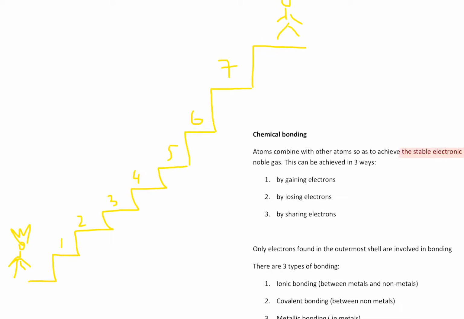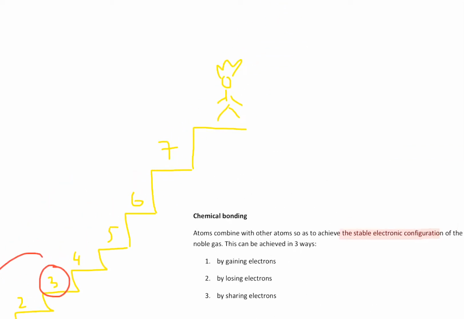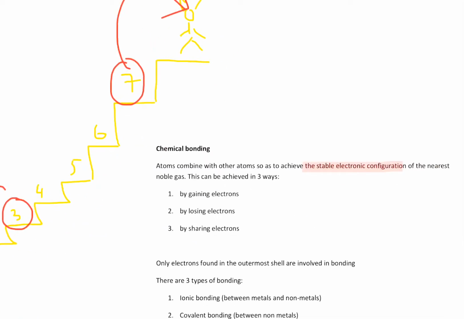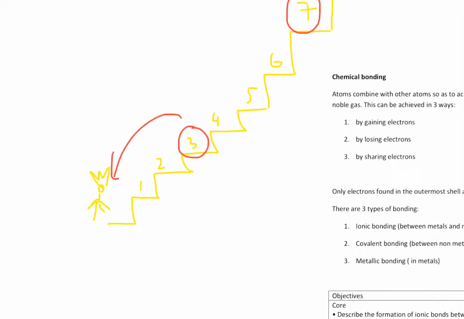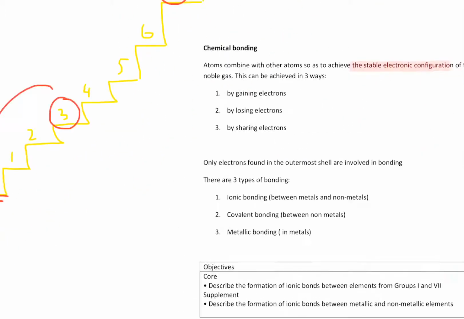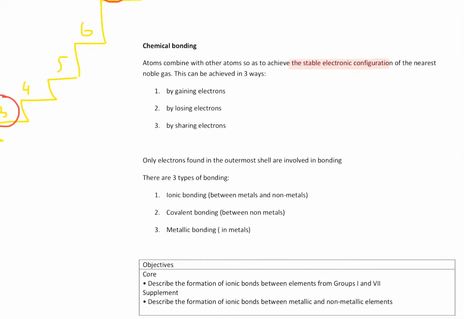So you can see here, any element, wherever it is, so let's say it's this element, this element will want to lose 3 electrons to reach that level. Let's say this element will want to gain 1 electron to reach that level. So they want to reach a stable level, either by gaining electrons or by losing electrons, whichever is easiest for them. So they can gain electrons, lose electrons, or share electrons.